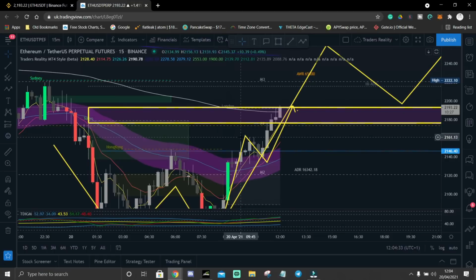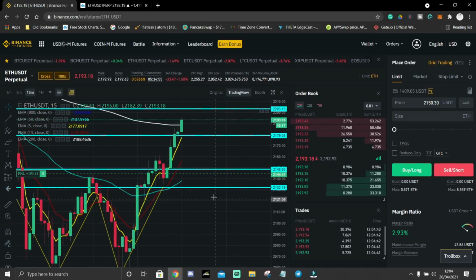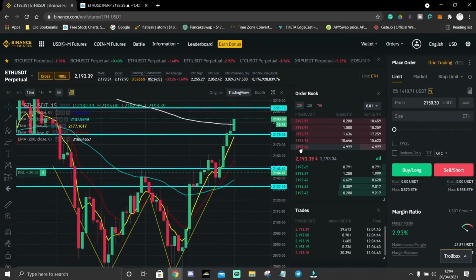This is where my entry was based. If you look on Binance, there's my entry point right there. Pulls back, continuation to the upside. Nice little entry point right there. Okay, now we're just going to see how this plays out.